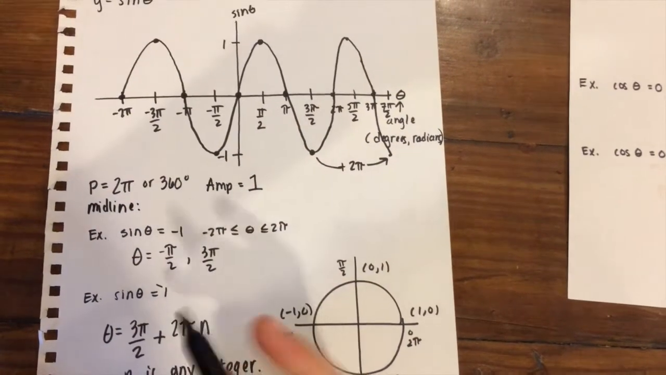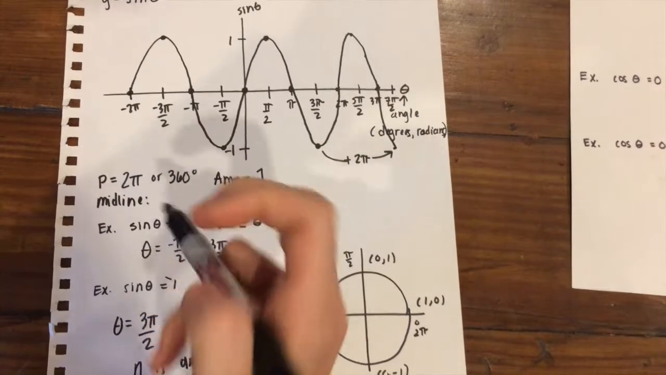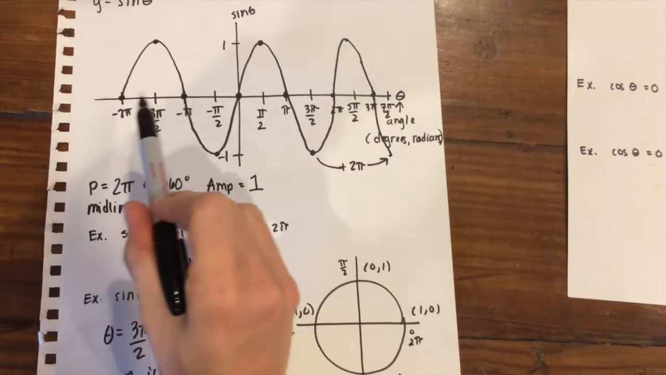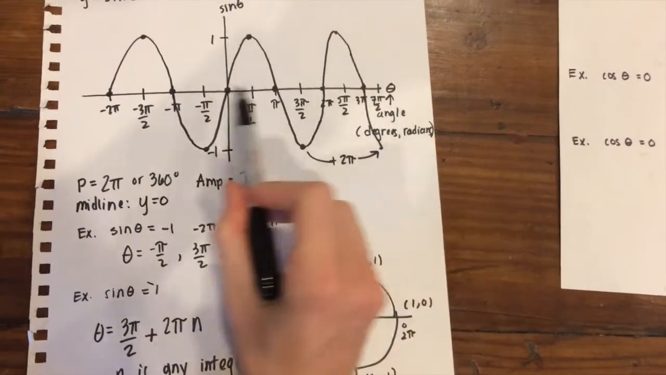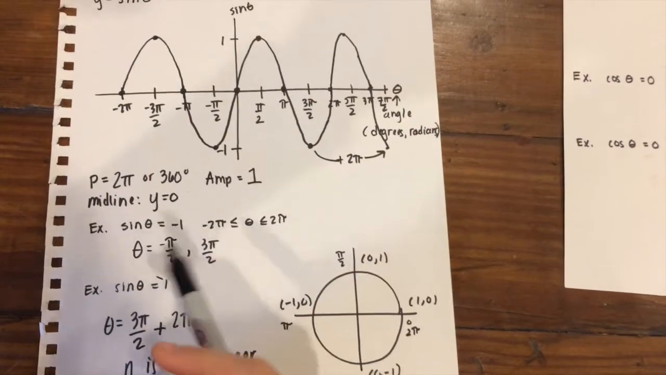So remember that midline is the line that cuts the graph in half horizontally. So what's the midline here? Okay, midline is y equals 0 because that's that dotted line here that cuts the graph in half. So period, amplitude, and midline.